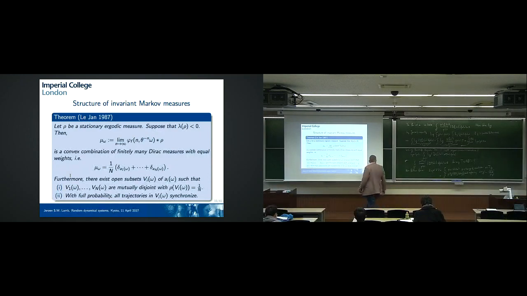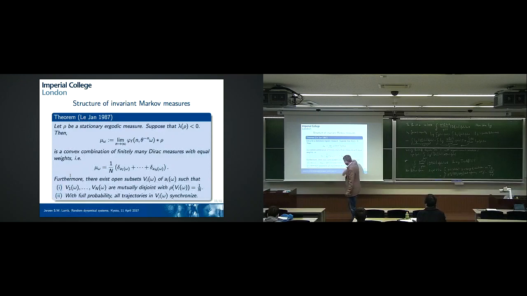So maybe it's good to look first at an example. So what are the a_i of omega? What are the a_i? a_1 to a_N. This is a random point. This is like my random attractor. It's a random point. So this is the delta measure at a_i. It gives 1 if my set contains a_1 of omega.